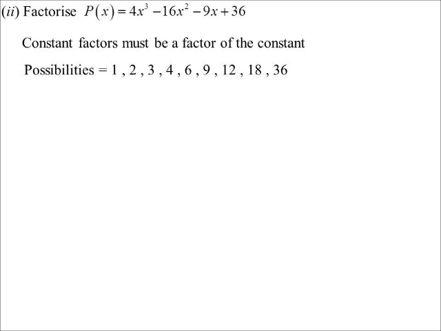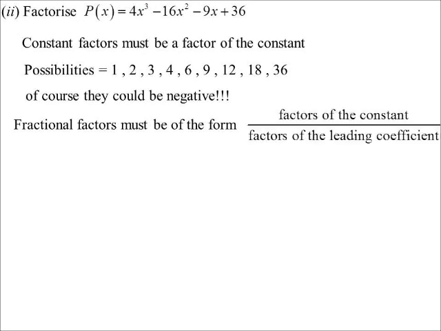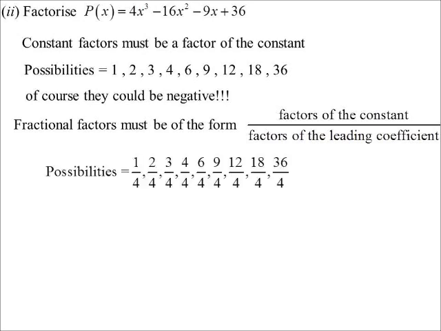But of course, who's to say it's a positive number? So they could be negative as well. But in this case, because it's not monic, I could have a fractional solution rather than a whole number. All your fractional solutions will be in the form of factors of the constant divided by factors of the leading coefficient. And I picked 4, it's got a few factors as well. So, not only could I have 1, 2, 3, 4, 6, 9, 12, 18, 36, I could have all of those numbers divided by 4, because 4 goes into 4.